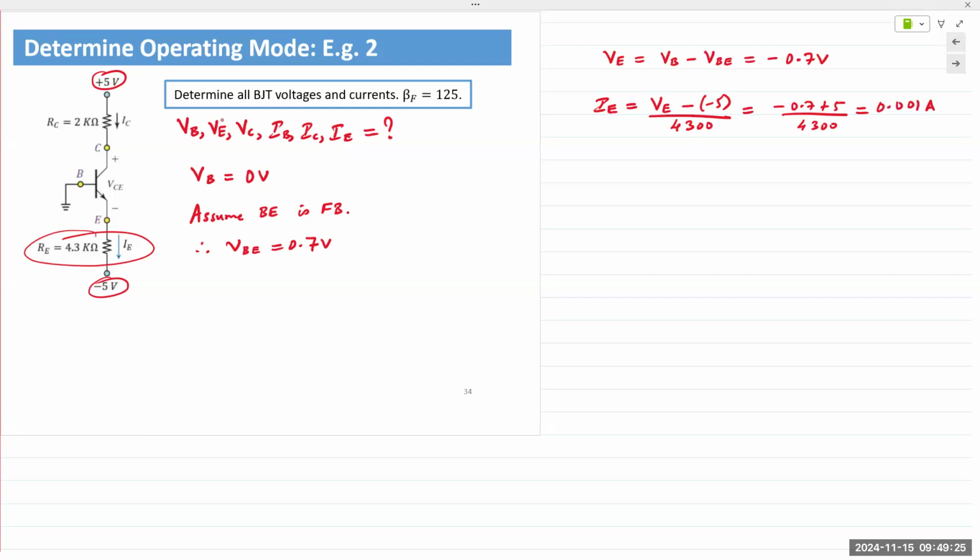Okay, 1 milliamp. So you have to keep in mind all the devices that we look at, whether it's diodes or FETs or BJTs, everything is analyzed with the same circuit laws, like nodal analysis, Thevenin equivalent, KVL, KCL, mesh current analysis. The techniques don't change. The only thing that changes is the models.